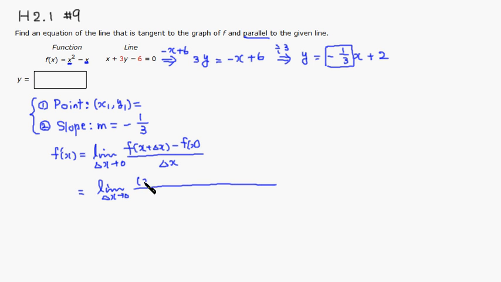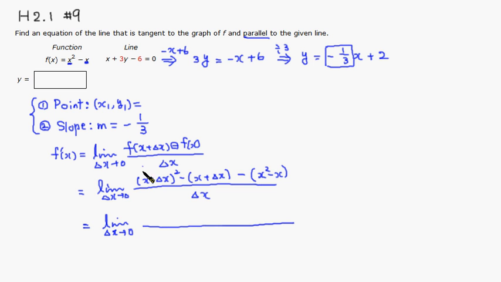So we have x plus delta x squared minus x plus delta x. Then you have to subtract f of x. f of x is just x squared minus x, and it is divided by delta x. Then we just have to multiply out and simplify as much as we can, then send delta x to 0.